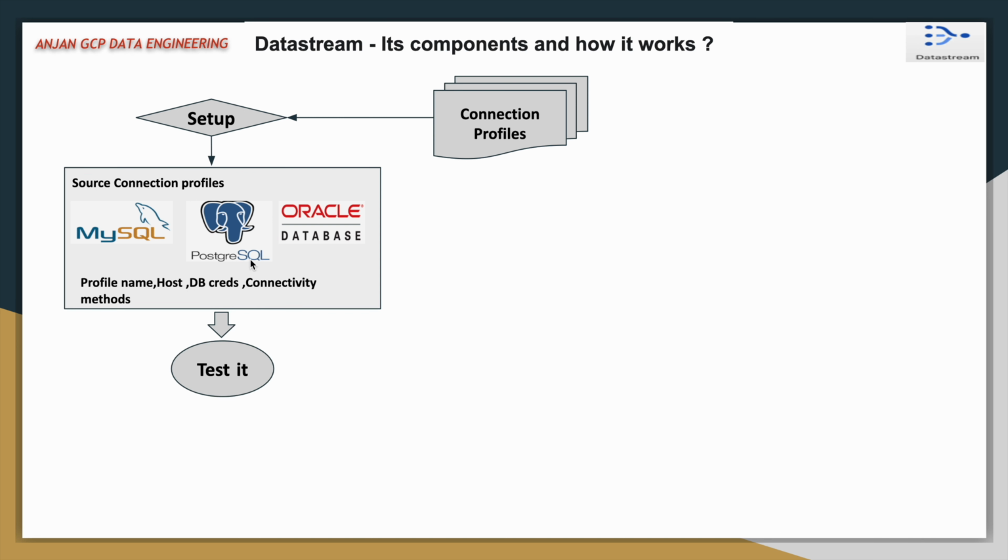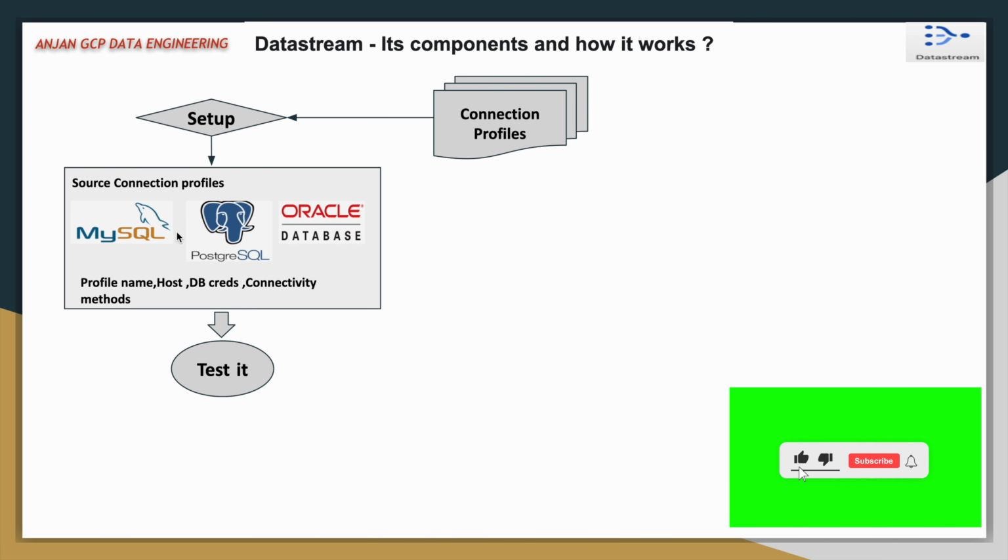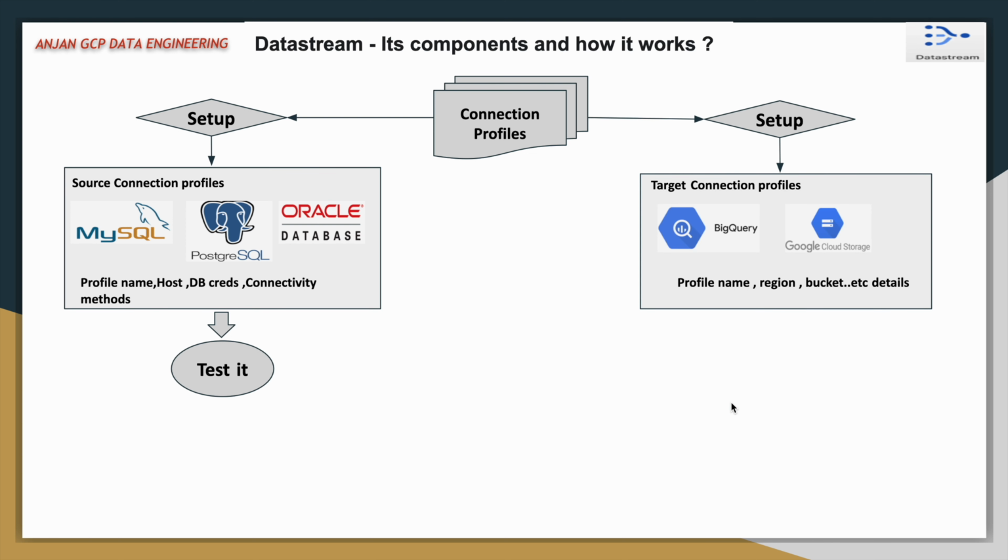We also have to test this connectivity before we set up the data streams. We carry out this testing process until we establish a successful connection with the respective source databases. In a similar way, we have to set up connection profiles for the targets as well. In case of BigQuery, you set up the connection profile for BigQuery. If it is Google Cloud Storage, you set up the connection profile for GCS. Here you mention details like profile name and region, and also bucket details and so on. So this is the first important component.